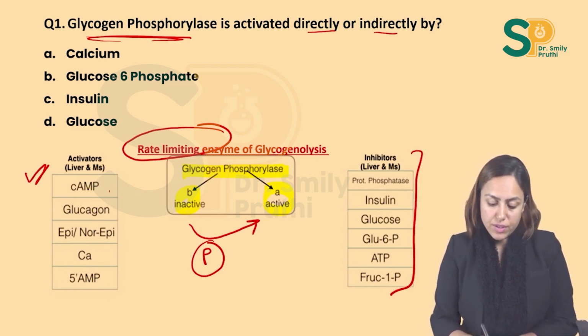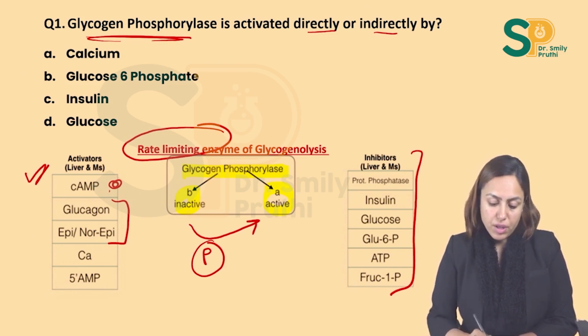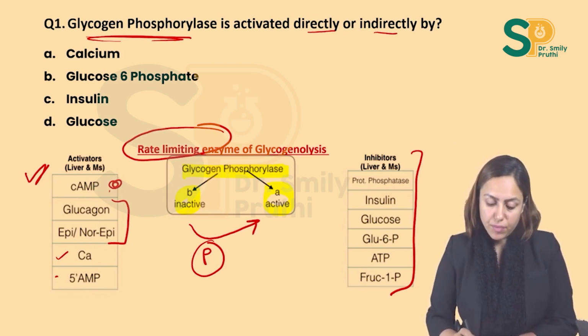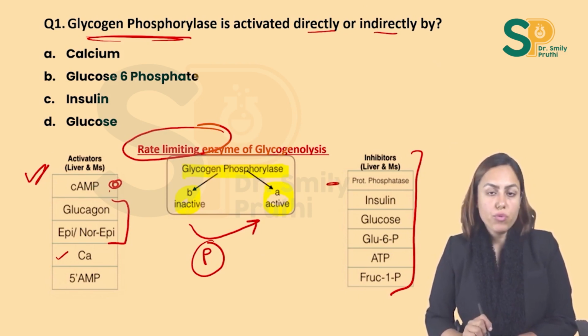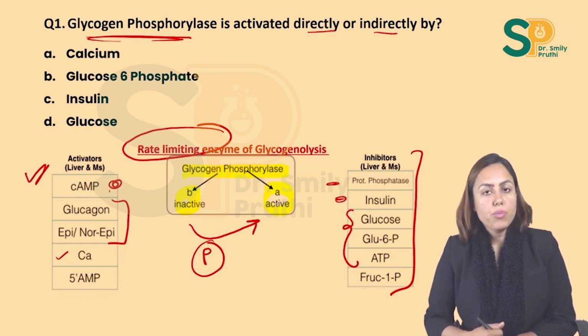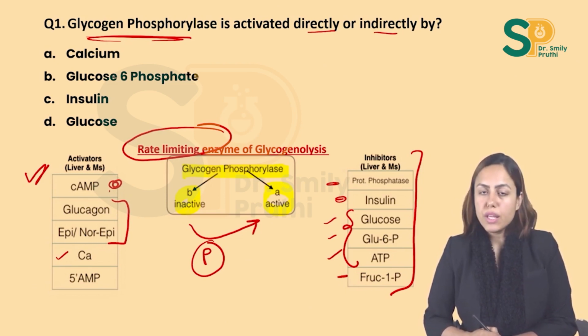Okay. So activators are cyclic AMP, which causes phosphorylation. Hormones like glucagon, epinephrine, norepinephrine, right? Then calcium and 5-AMP. All these are activators. Inhibitors are phosphatase, which will remove the phosphate. Then insulin, which causes dephosphorylation. And then product inhibition. What is the product of this pathway? Glucose and energy, right? So product, glucose, glucose 6-phosphate, energy ATP, that will be the inhibitor. And also learn that fructose 1-phosphate is also an inhibitor here.